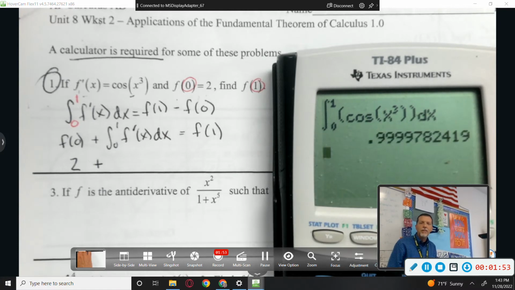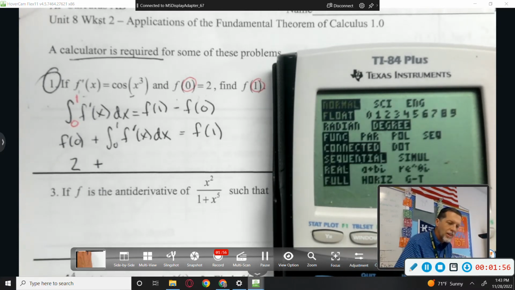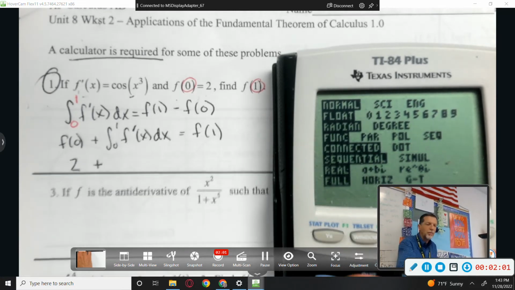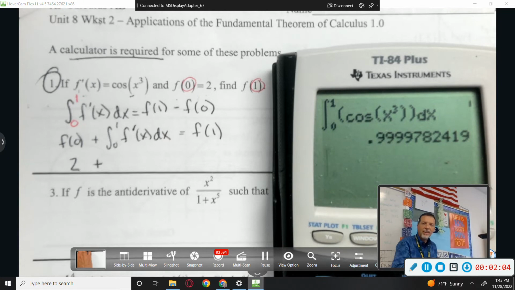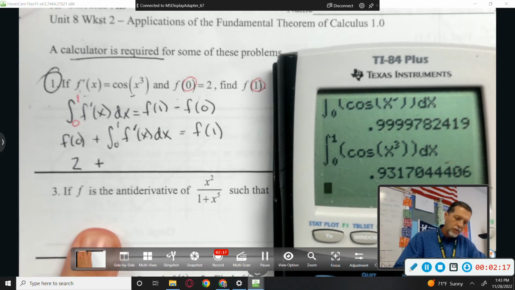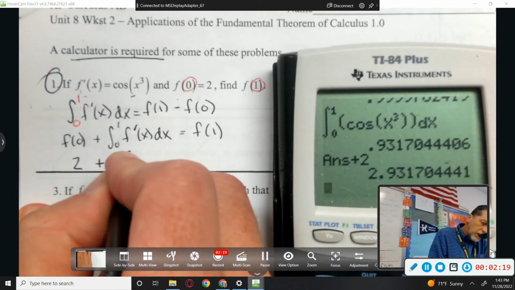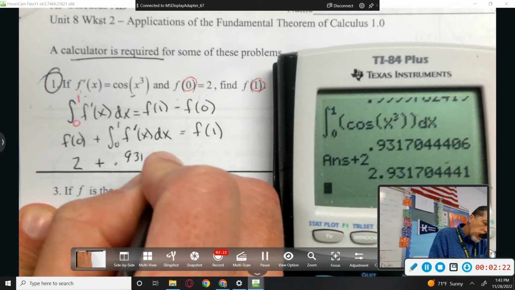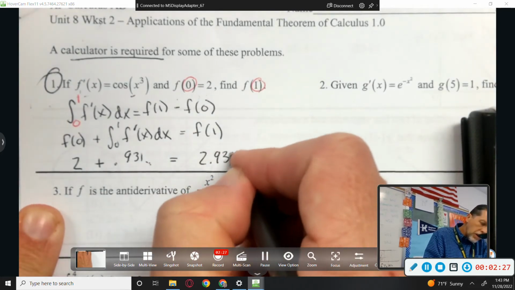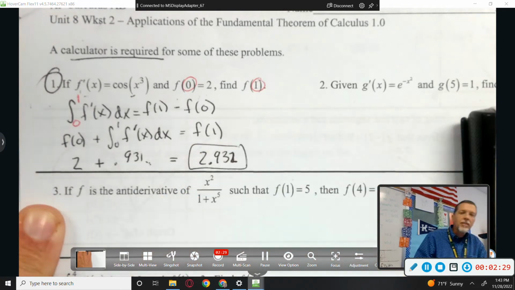Let the calculator do it. Uh-oh. Got to be in radians. I got a number that looked really close to 1, which is what made me suspicious. Let's try that again in radians. That's still kind of close to 1, but always in radians in here. So is that my answer? No, I got to do the plus 2. So 2.931. Oh, 932. Or you could truncate, either one.